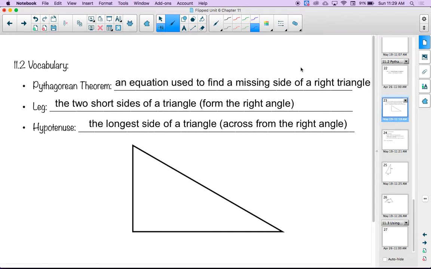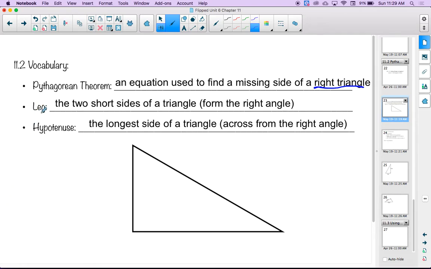right triangle. I want you to really emphasize that this only works for right triangles. If we have an obtuse triangle or an acute triangle, we cannot use this process to find the missing side length. Two vocab words that are review for us.